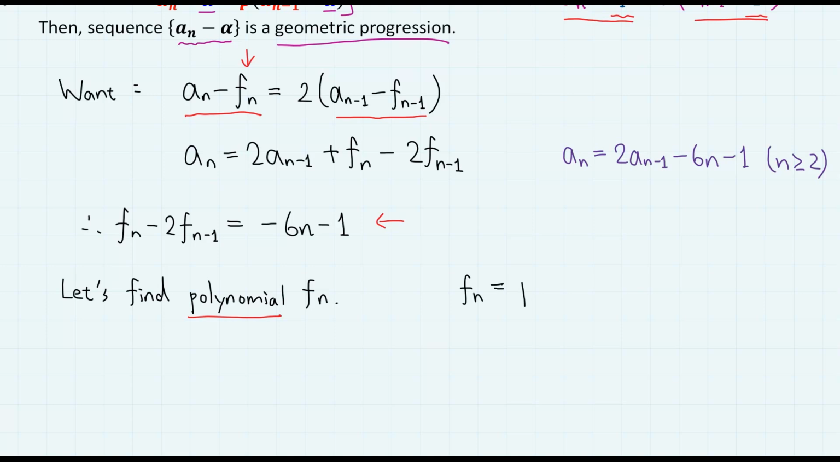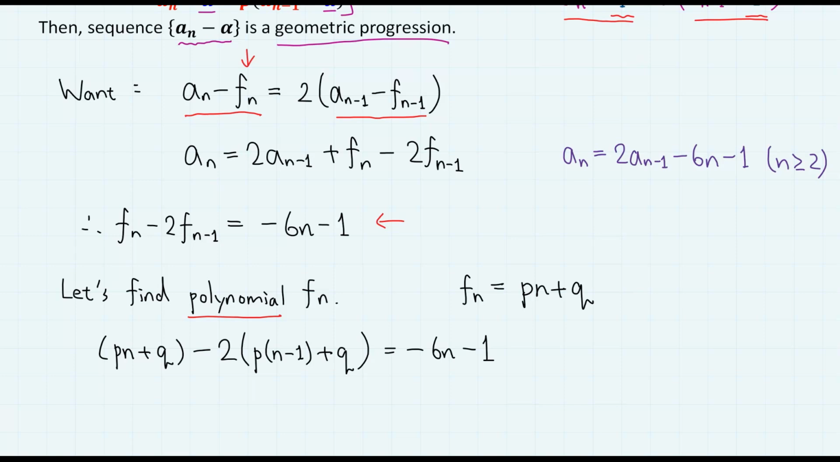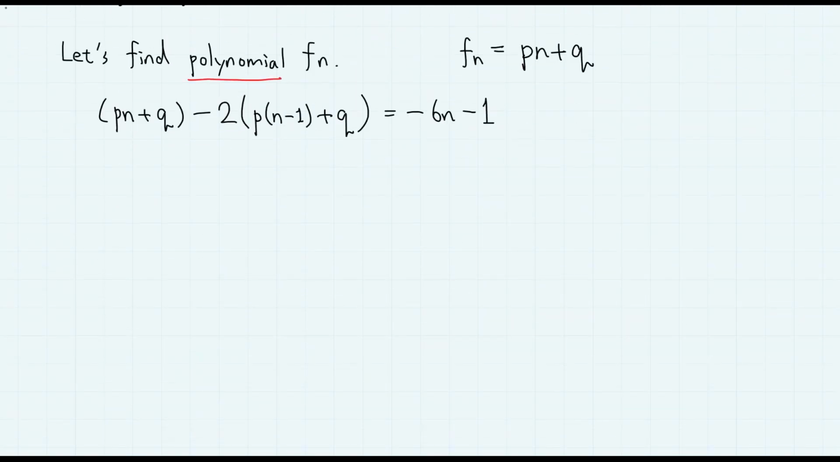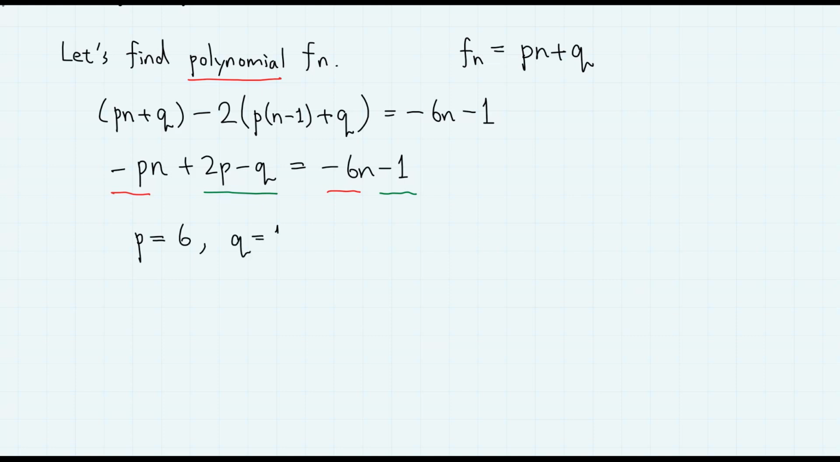Let us try the linear polynomial pn plus q, where p and q are constants. Then f_n is pn plus q, minus 2 times f_(n-1), so p(n minus 1) plus q, equals minus 6n minus 1. If we simplify the left-hand side, we obtain minus pn plus 2p minus q, so this equals minus 6n minus 1. So if we compare the coefficients, you can easily find that p equals 6 and q equals 13. Therefore, f_n equals 6n plus 13.